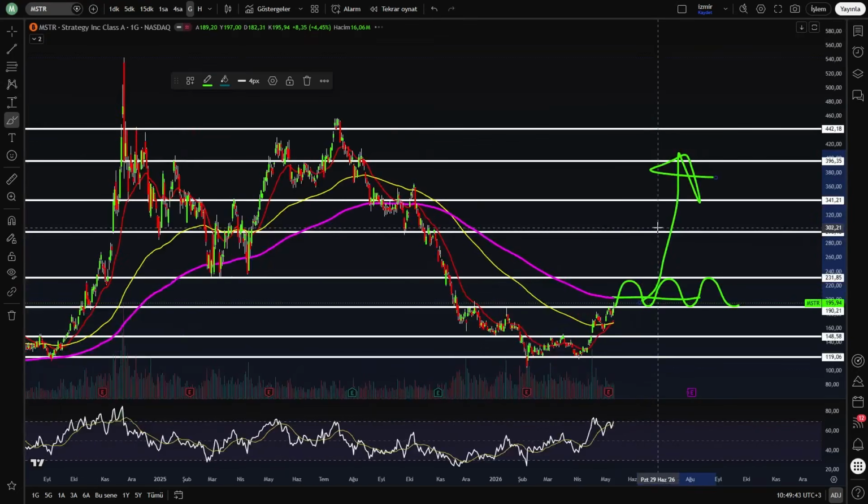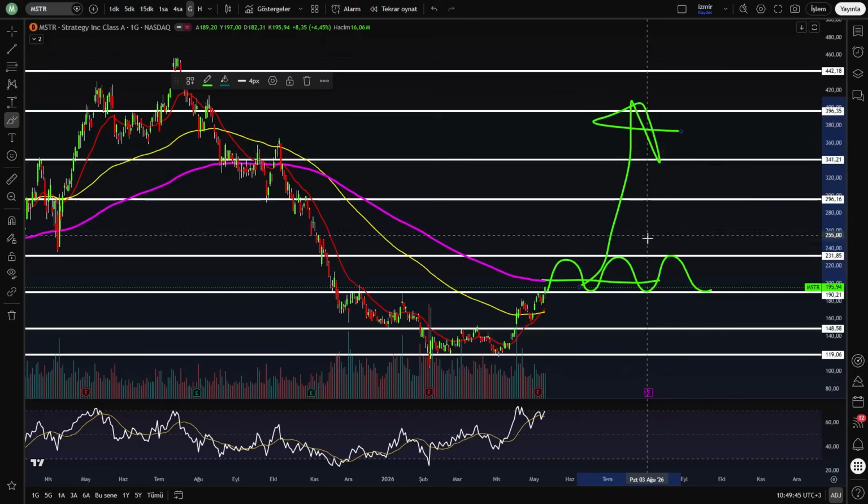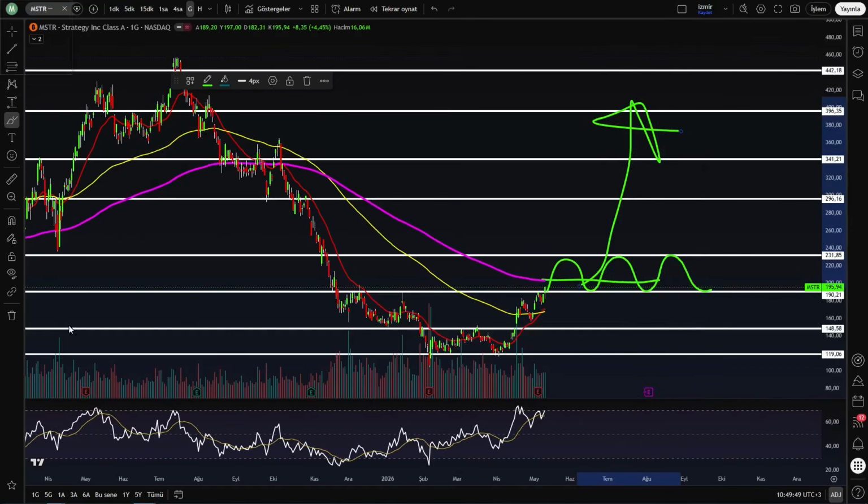As I explained, we execute our moves based on these two probabilities and determine our strategies accordingly. In MSTR, of course, we hope, God willing, these movements will occur and we will start seeing the $440 levels again.